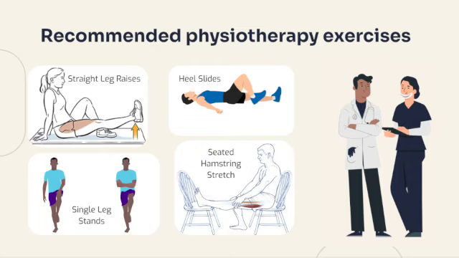The first exercise will be straight leg raises, which helps strengthen the quadricep muscles and stabilize the kneecap. The second will be heel slides, which improves knee flexibility. The third will be single leg stands, which helps restore knee stability and prevents future dislocations. And the last will be a seated hamstring stretch, which helps maintain flexibility in the muscles around the knee.